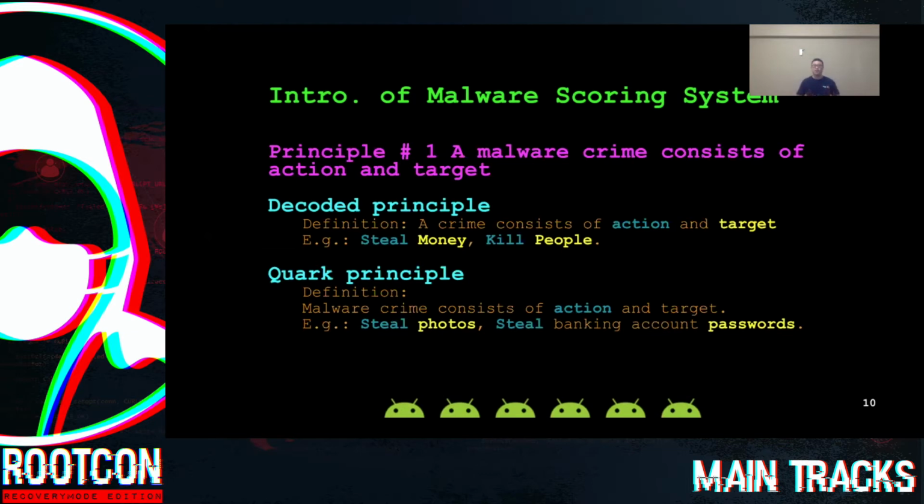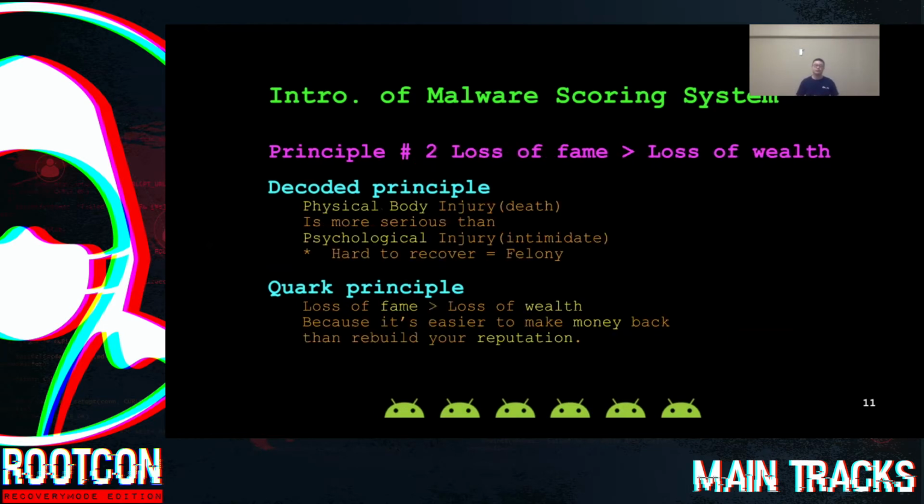A malware crime consists of action and targets. In the criminal law, the definition of a crime consists of action and targets. For example, you steal money or kill people. So with this principle in mind, we developed this definition of a crime for Android malware. And the definition is the malware crime consists of action and targets. For example, steal photos or steal your banking account passwords.